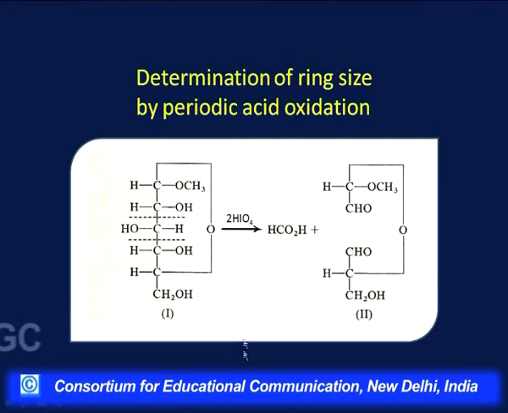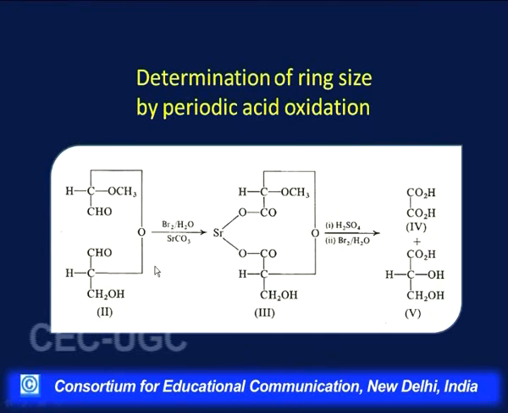Then the structure of this dialdehyde was further confirmed by its oxidation into carboxylic acids. These 2 carbons get oxidized into carboxylic acid, then it is treated with strontium carbonate, we get the strontium salt, and then it is hydrolyzed and further oxidized to give a 3 carbon dicarboxylic acid, a 2 carbon dicarboxylic acid, that is oxalic acid, and a 3 carbon carboxylic acid.